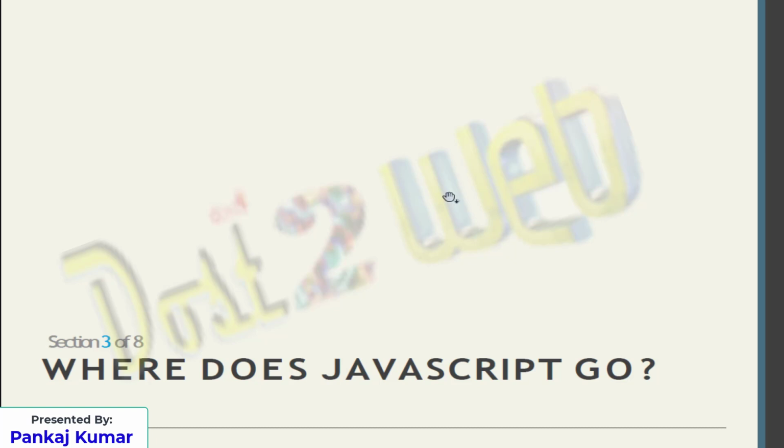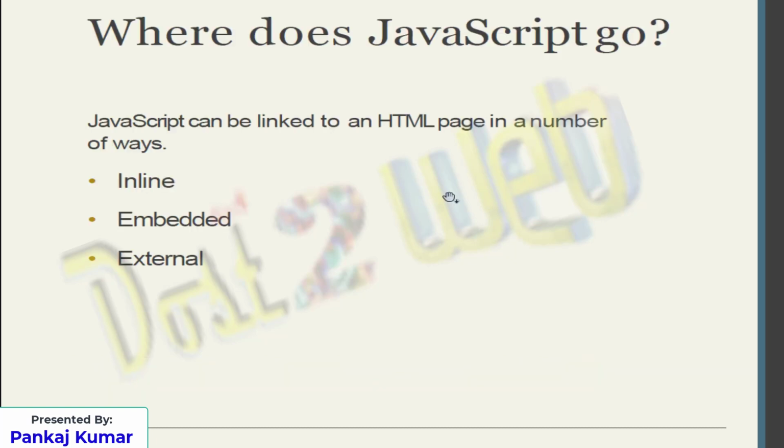Next, where does JavaScript go? That is how JavaScript is implemented. As we have seen previously in CSS, how you add the CSS, the same way you have different ways to link JavaScript in your HTML page. Here we have three different ways: inline, embedded and external. The same way CSS also had inline, embedded and external. Let's go through this and we'll see.